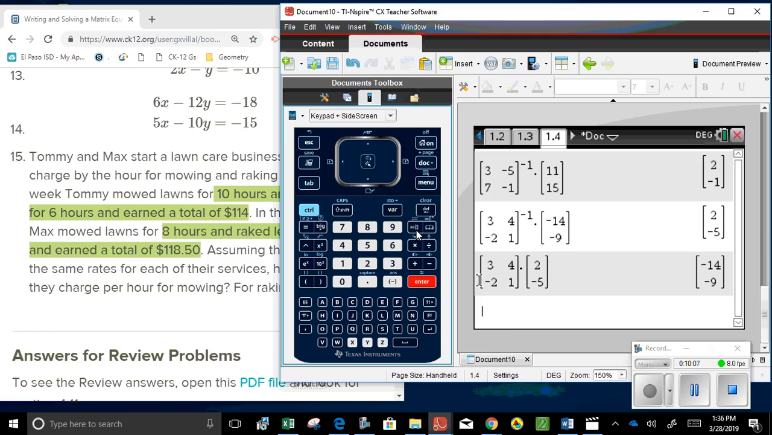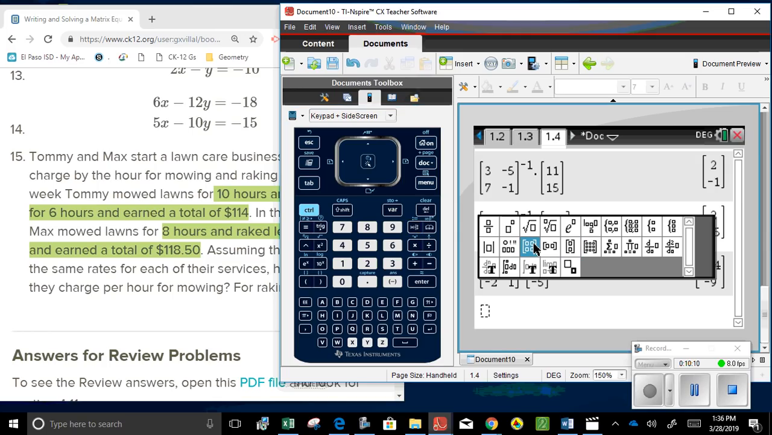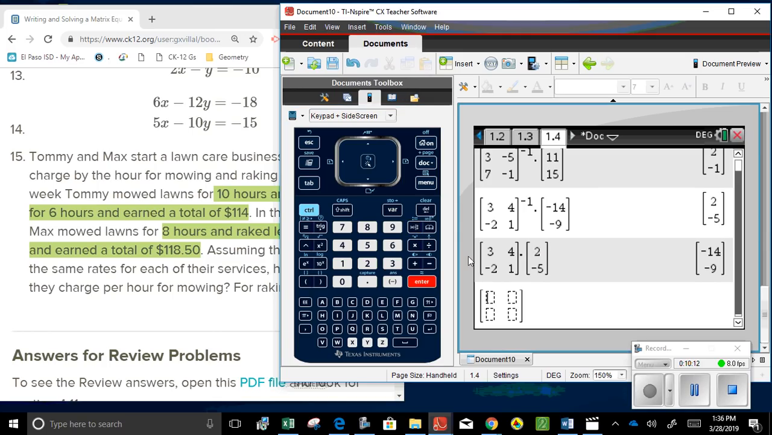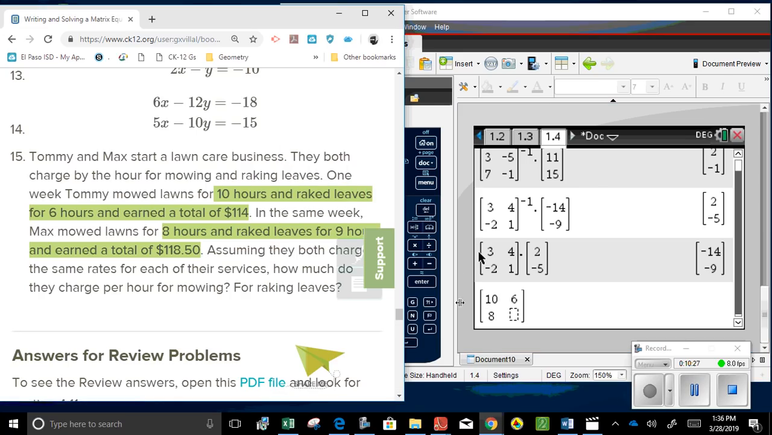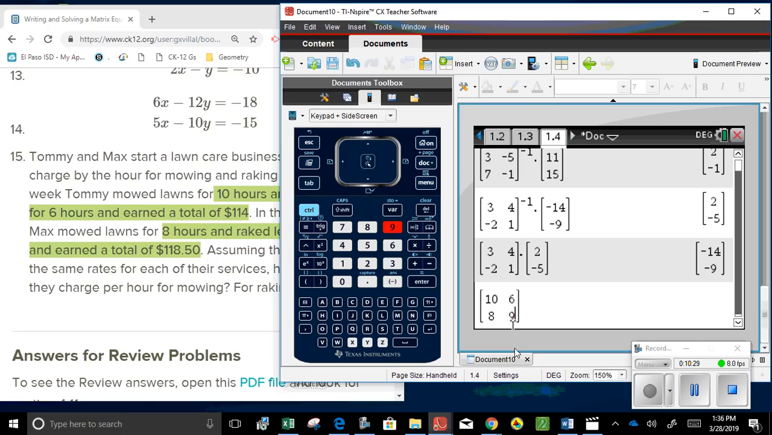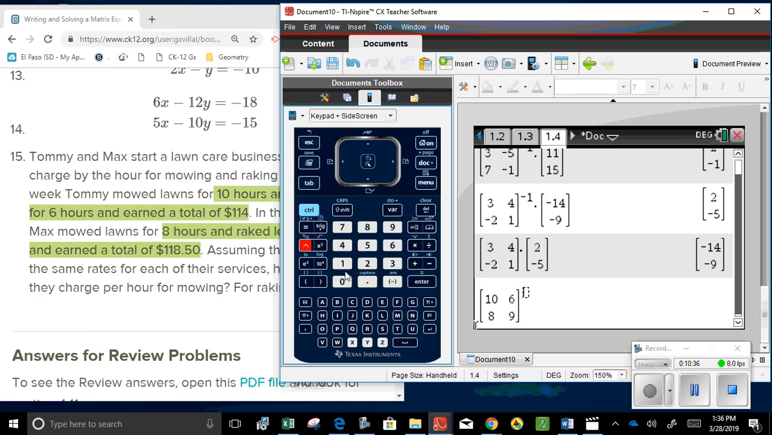Let's see. Let's put the matrix, 2 by 2. And what do we know? We know that it was 10 and 6. It's 10 for mowing lawns, 6 for the raking, and then 8, and I can't see the other one, 9. So that's 9. Then shift it. Where's the shift? Raise it to the power of the -1. Then tab.